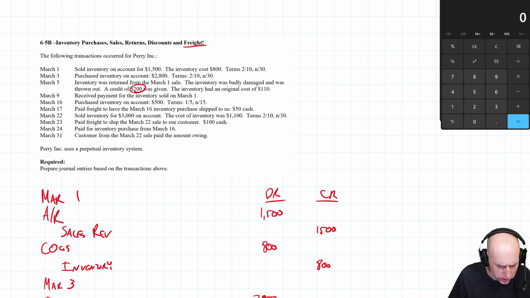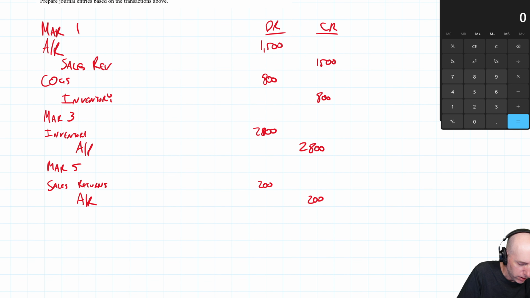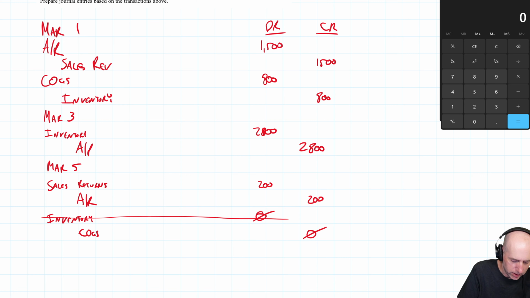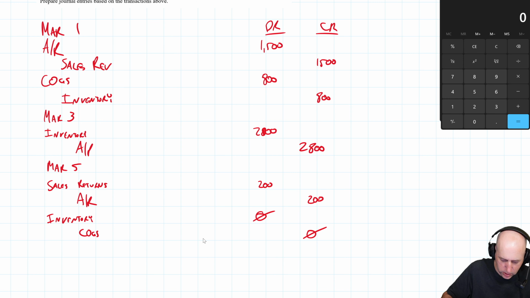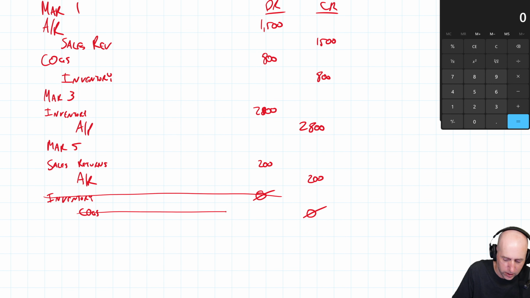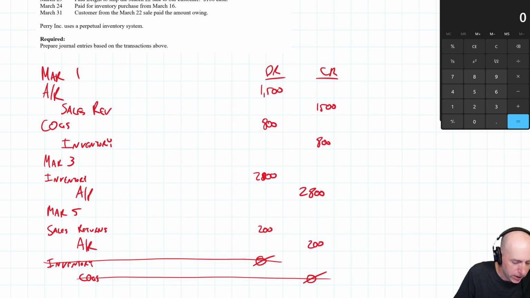Now, what about the inventory that was badly damaged and thrown out? Well, remember, you would put the inventory back on the books for whatever the worth is, and you'd credit COGS for that amount. Now, in this case, it was garbage, so $0. And in fact, we just don't need to do this step. You could debit inventory, credit COGS $0 if you felt like it, because nothing's happening, right? There's nothing going on. I'm going to tend to leave that one off, though. If the inventory is garbage, don't bother.